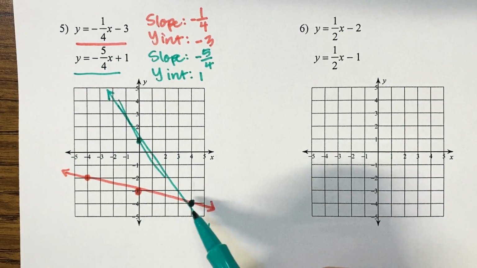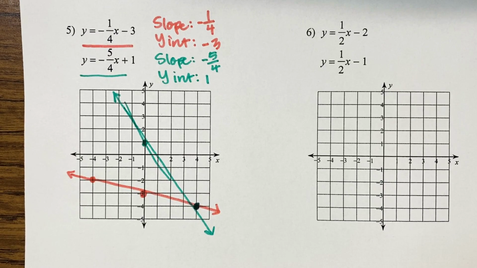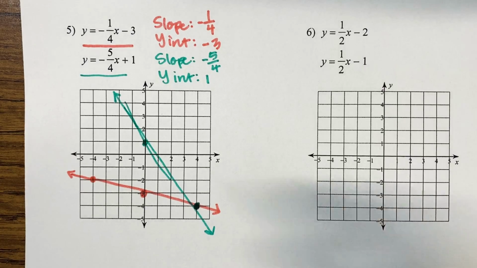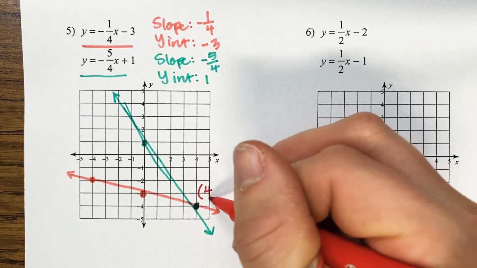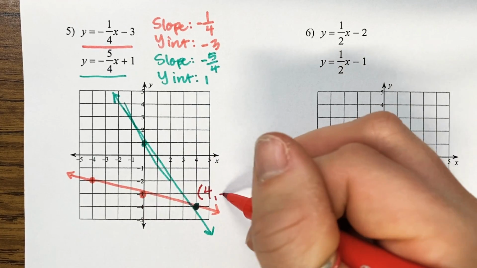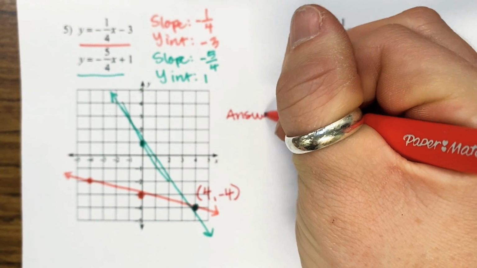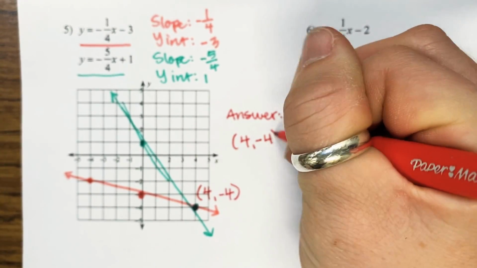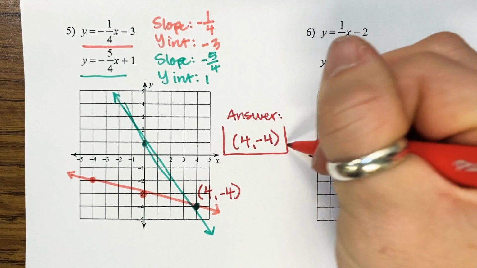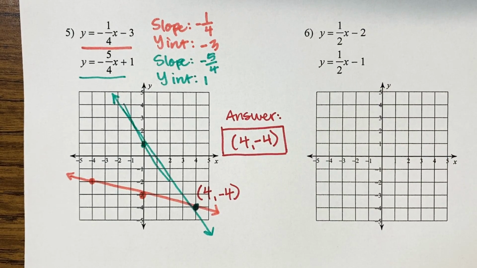Okay, so we don't have to graph any more points because we found where they intersect, where they cross. Okay, so what is this coordinate point? Look at your x value first. So it lines up with 4 on my x-axis and -4 on my y-axis. So my answer is (4, -4). And there we go.